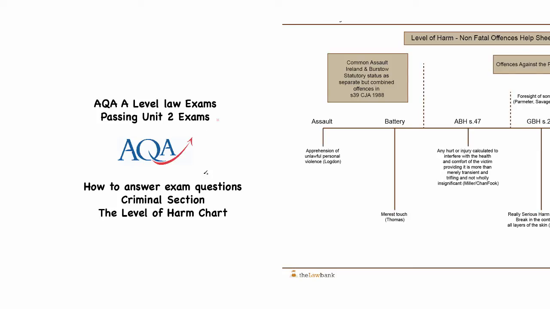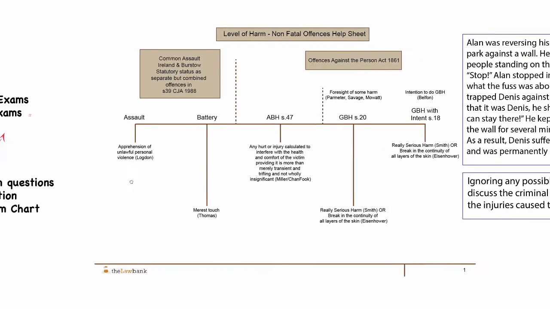The reason that I'm going to do that is that I think it's the biggest sticking point for students being successful in this exam: the confidence that they have and their ability to identify clearly the right offence to talk about. So what I've done is I've created the level of harm chart. Now, of course, you won't be able to take this into an exam, but what it should do, if you learn it, is give you the confidence to be able to look at questions and clearly identify the offence that has been committed. So without further ado, let's take a look at the chart.